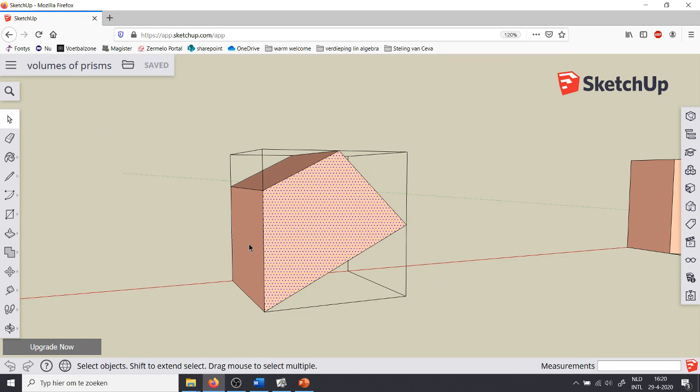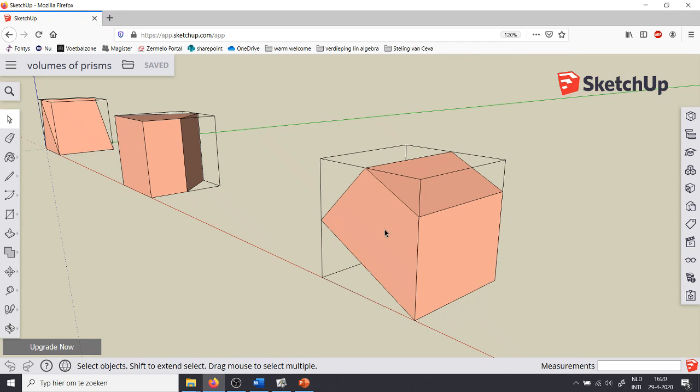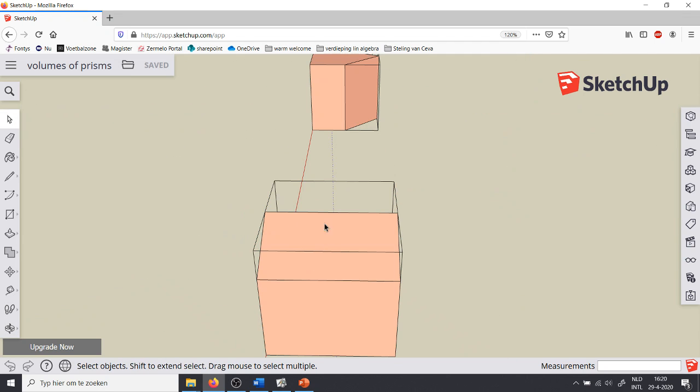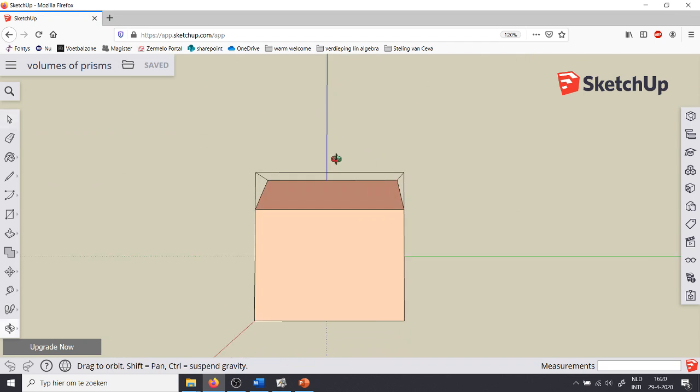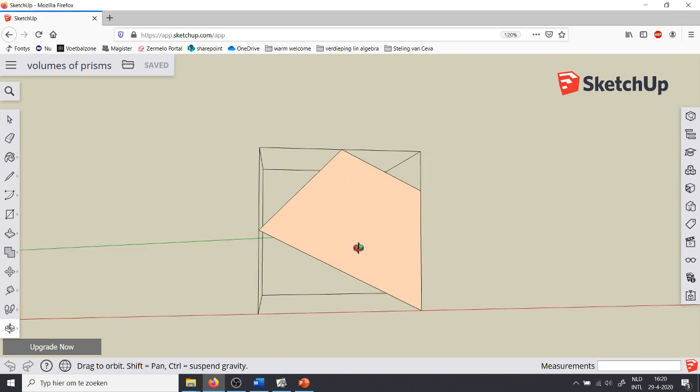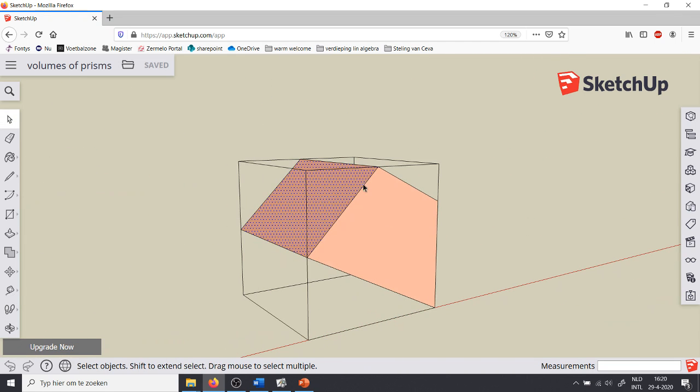Well, there's another one here, hey, and that's parallel to this one. So those are the base and the top face. And the other ones are rectangles. There's one here, there's one here, there's one here, down, and there's one here. So it checks out. Right, this one.